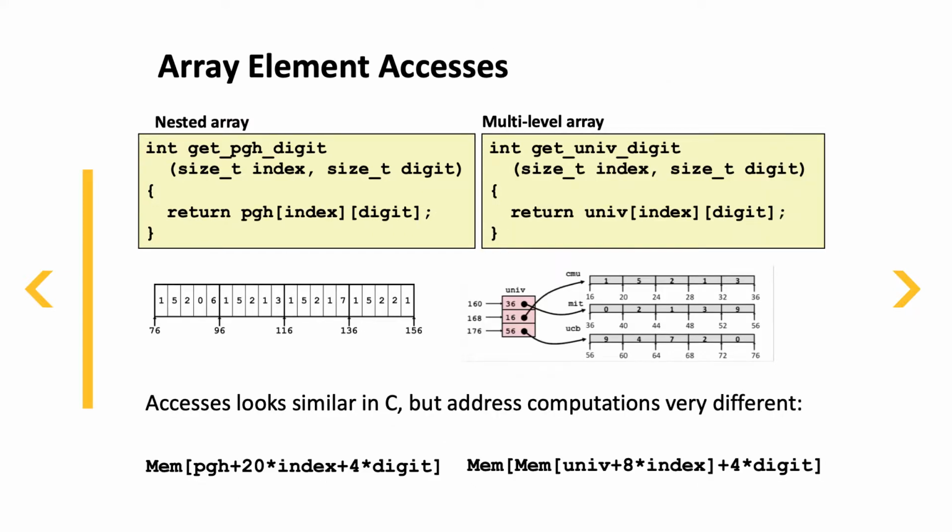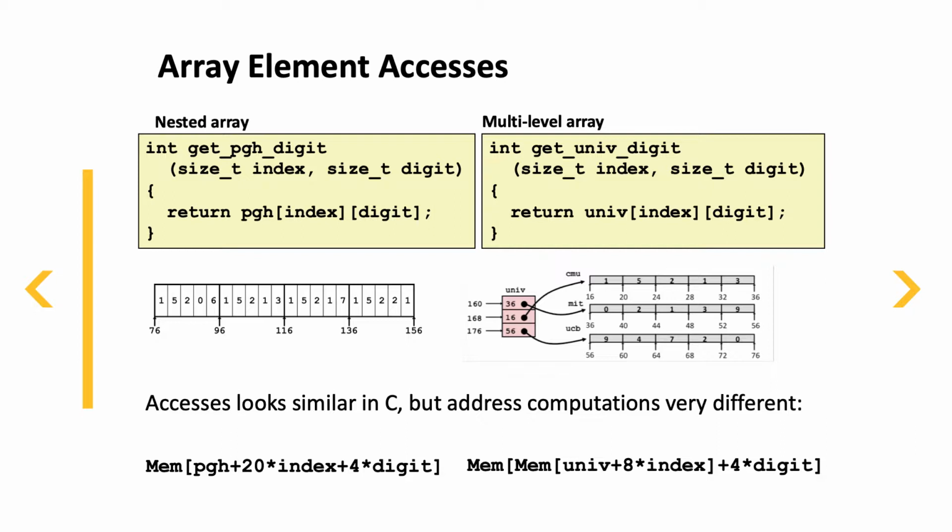So what we want to take away from this is that nested arrays and multi-level arrays look very similar, right? When we use them in C, we access them in pretty much exactly the same way. So when we get up into those higher level languages, there's really not an effective difference between the two. We just treat them the same way.